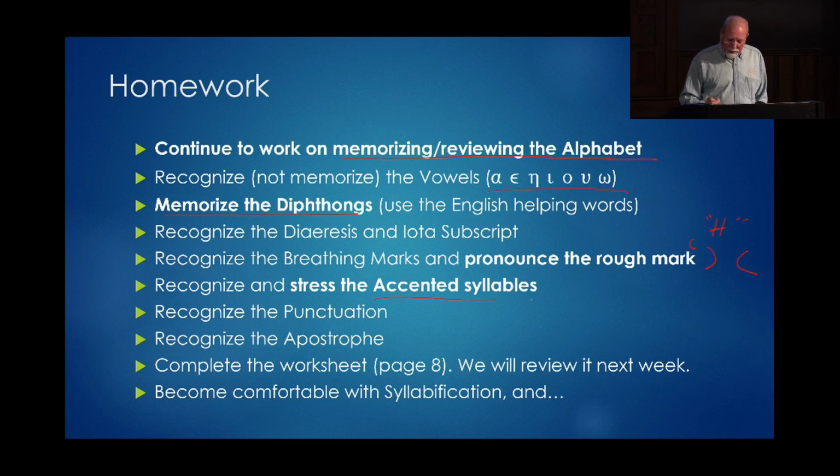Just recognize the accented syllables. You don't have to do anything else with an accent mark. Okay, so then punctuation, and as we said, that's very much like English. The comma and the period are just like English. The semicolon looks like it's only half of it. It's the floating dot, and then the only one that's really going to take you a little bit to remember is if it looks like a semicolon, it's the question mark.